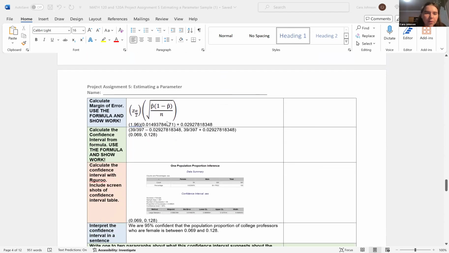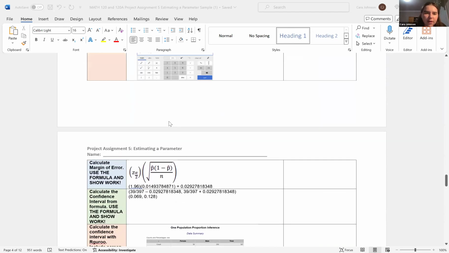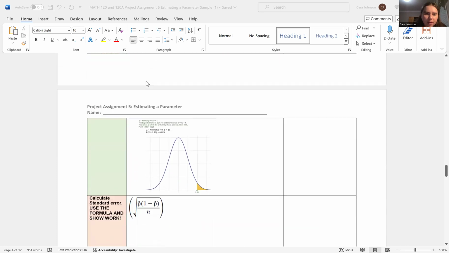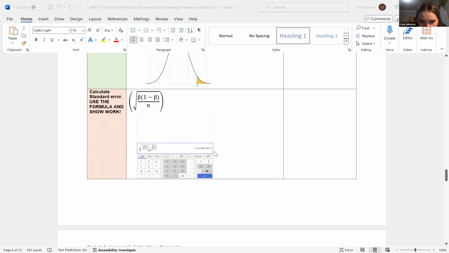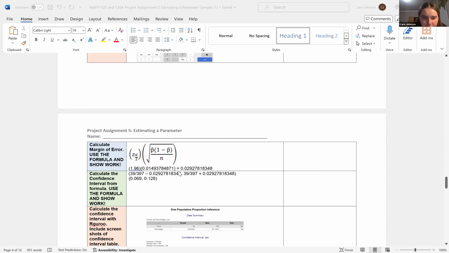And then to get the margin of error, multiply your two previous answers. So 1.96 times this long decimal here, don't round it. And that got me this number here. Once again, don't round it.